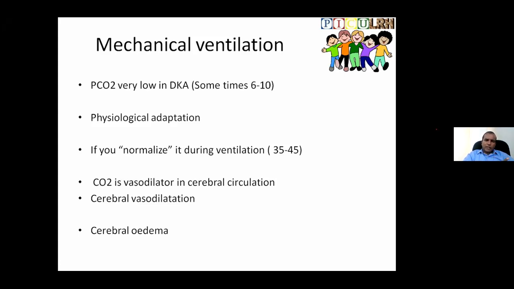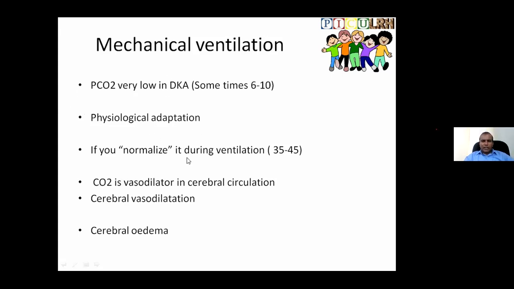So he was arguing that low carbon dioxide is an adaptive mechanism. It's a physiological adaptation. So the body is trying to keep cerebral blood flow at a minimum level by reducing carbon dioxide. That is why there is the hyperventilation. So in DKA, carbon dioxide is very low. So it's a physiological adaptation.